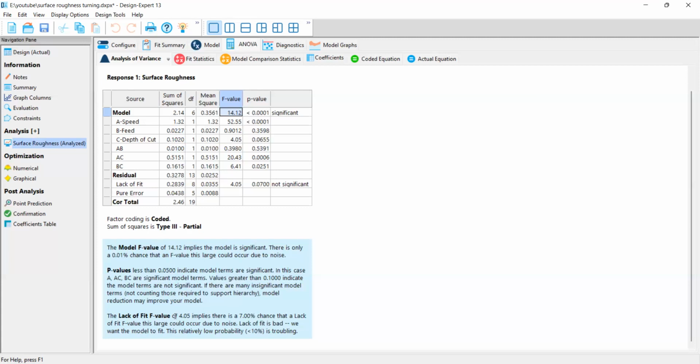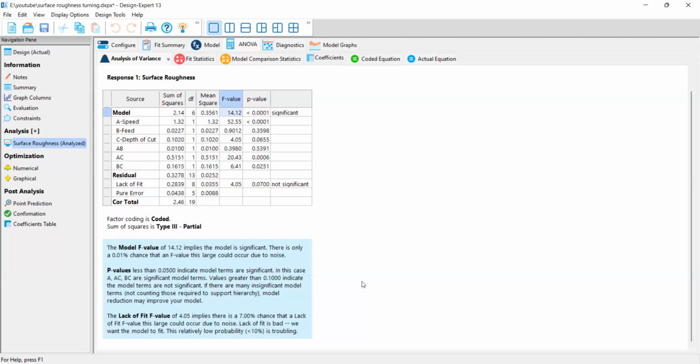The lack of fit value here is showing 4.05, which is not significant, and the chance that a lack of fit this large could occur is due to noise. Lack of fit is bad. We want the model to fit. It is showing the conclusion. You can also develop your model according to your parameters, and you can also assess the results. If they are coming out significant or non-significant, you can run a few more experiments and make the data significant according to your requirement.